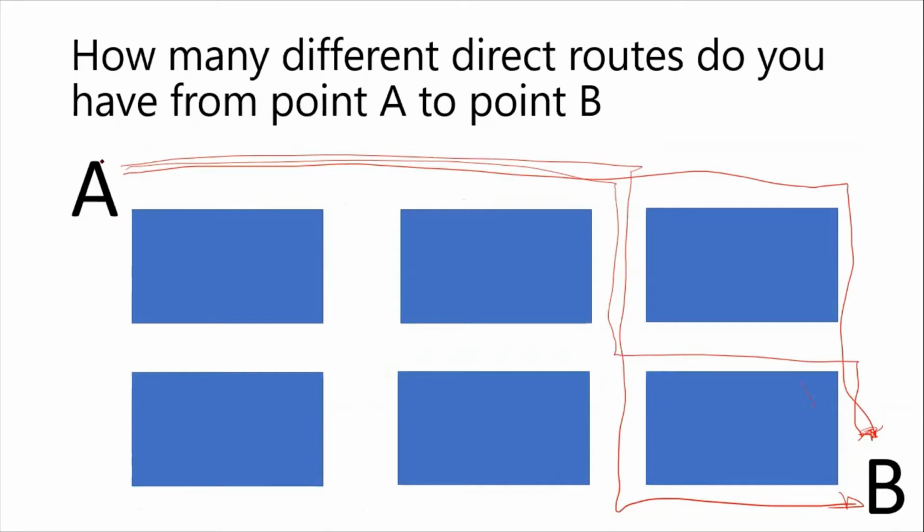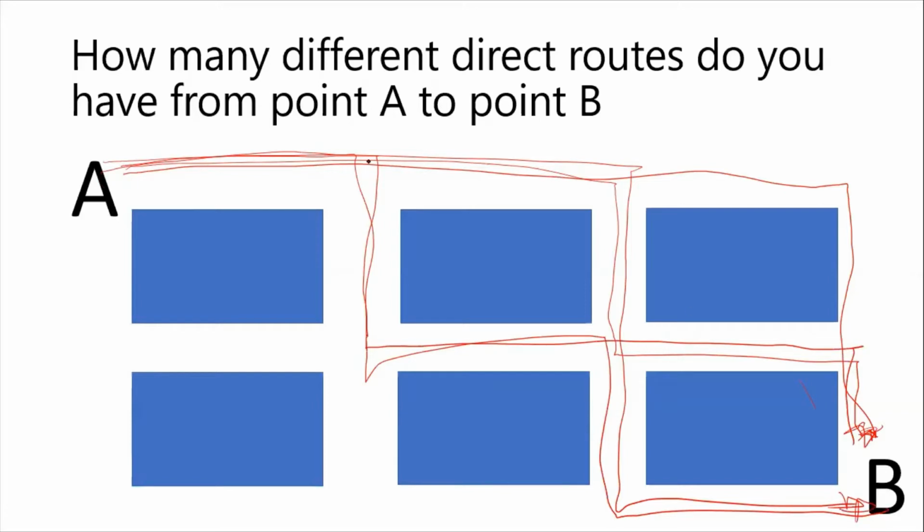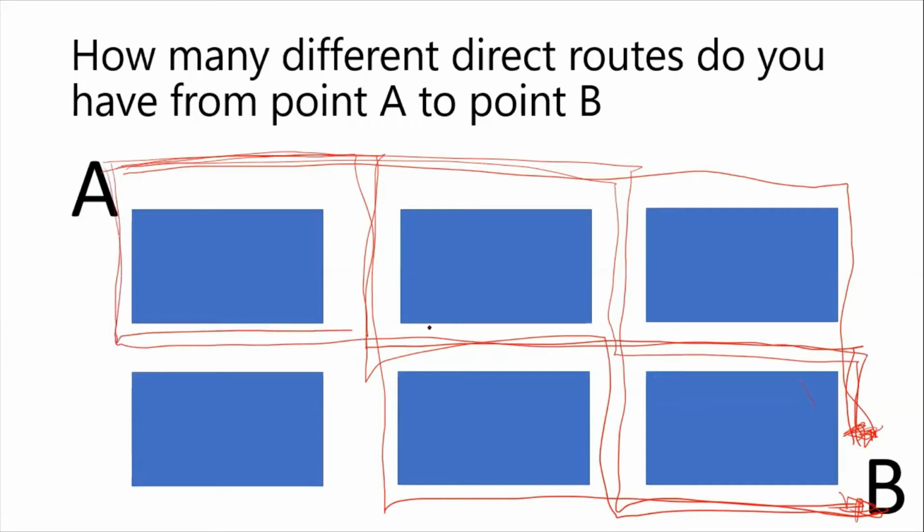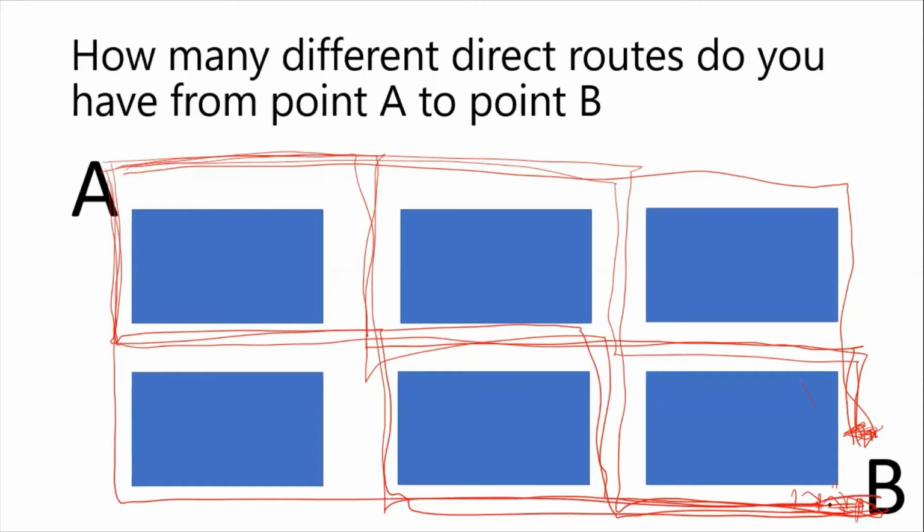2, 3, 4, 5, 6, 7, 8, 9, and 10. Indeed, this figure has 10 direct routes from point A to point B.